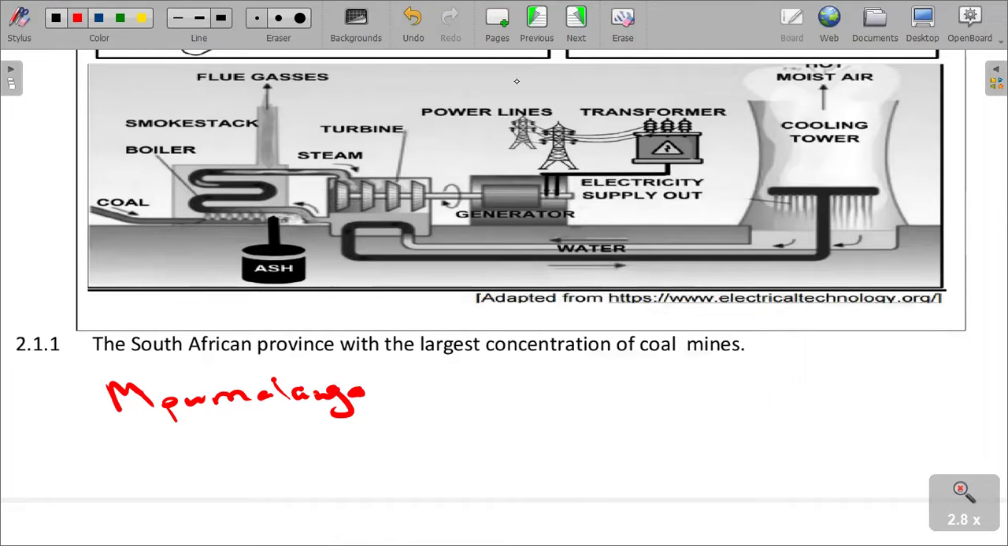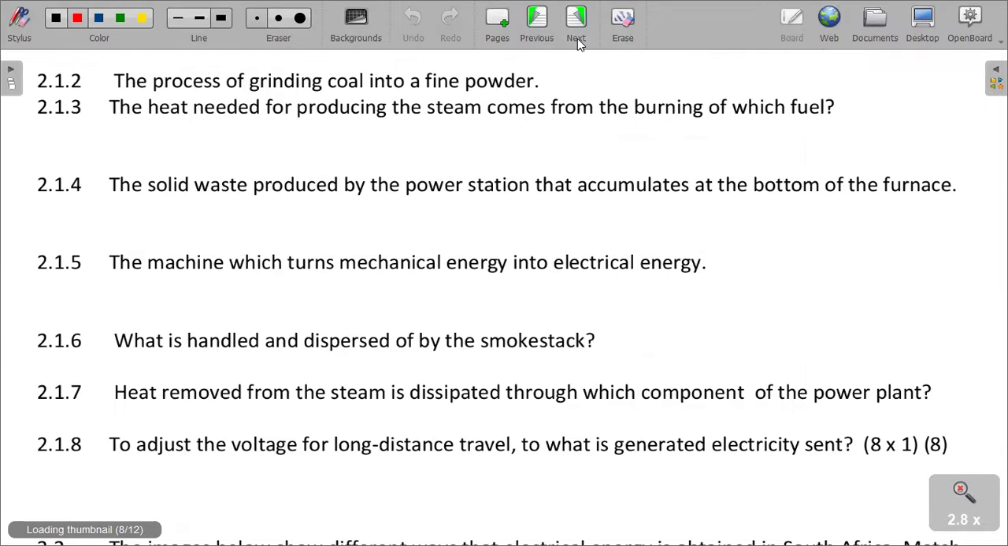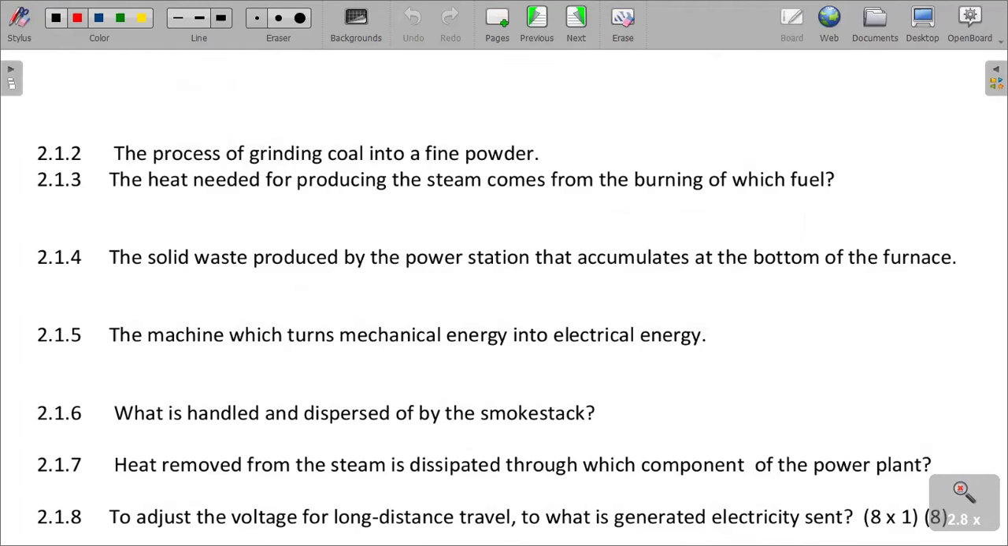And then the next question: the process of grinding coal into fine powder. The process of grinding coal into fine powder is called pulverization.